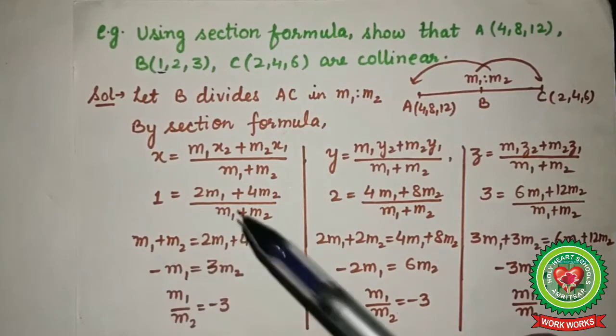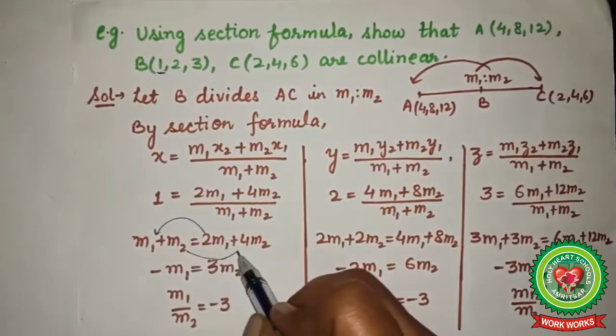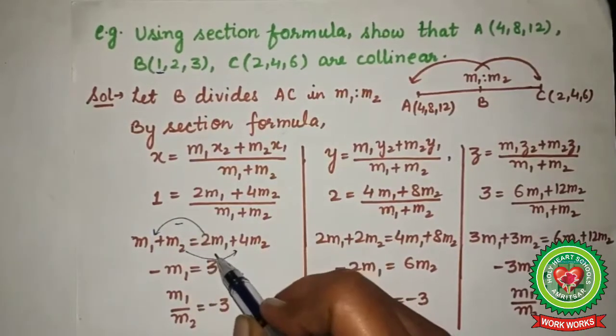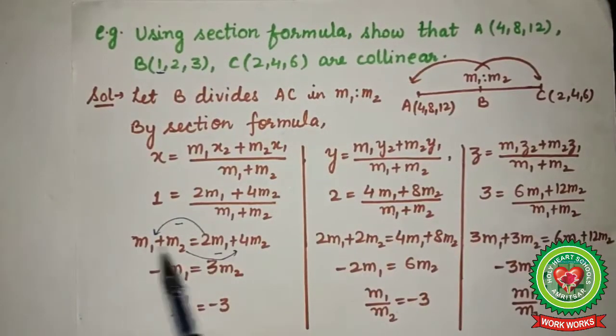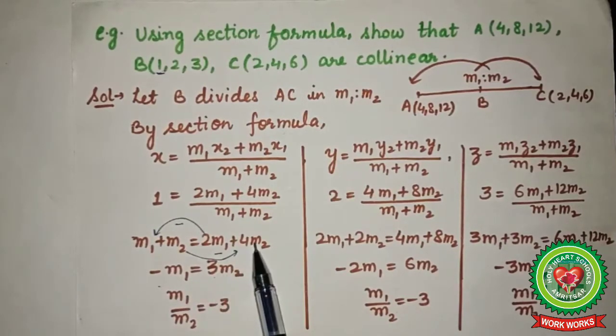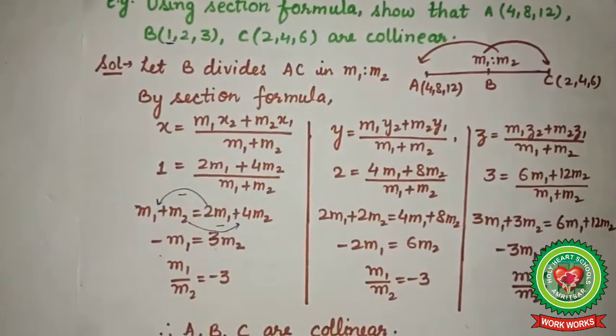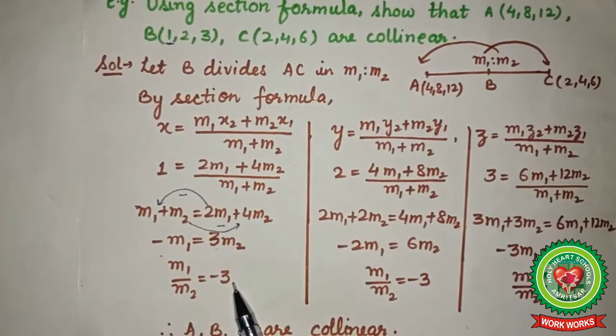Here, when you collect like terms, m1 is shifted to this side and m2 to this side, so they change their sign. So m1 minus 2m1 becomes minus m1, and 4m2 minus m2 becomes 3m2. From here find the ratio. We get m1 upon m2 is equal to minus 3.